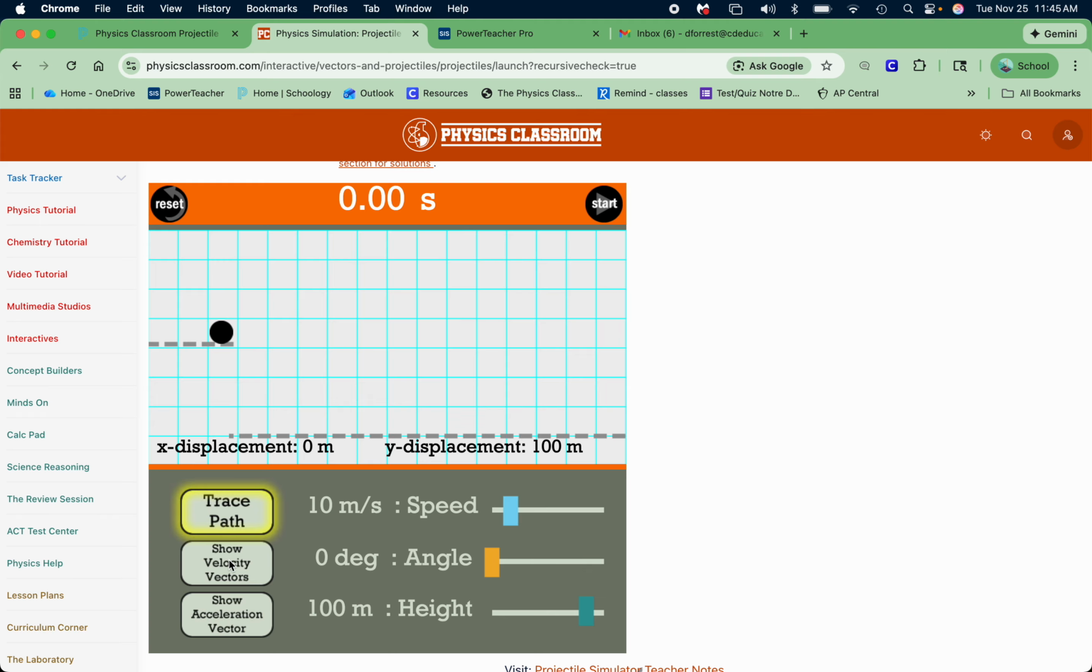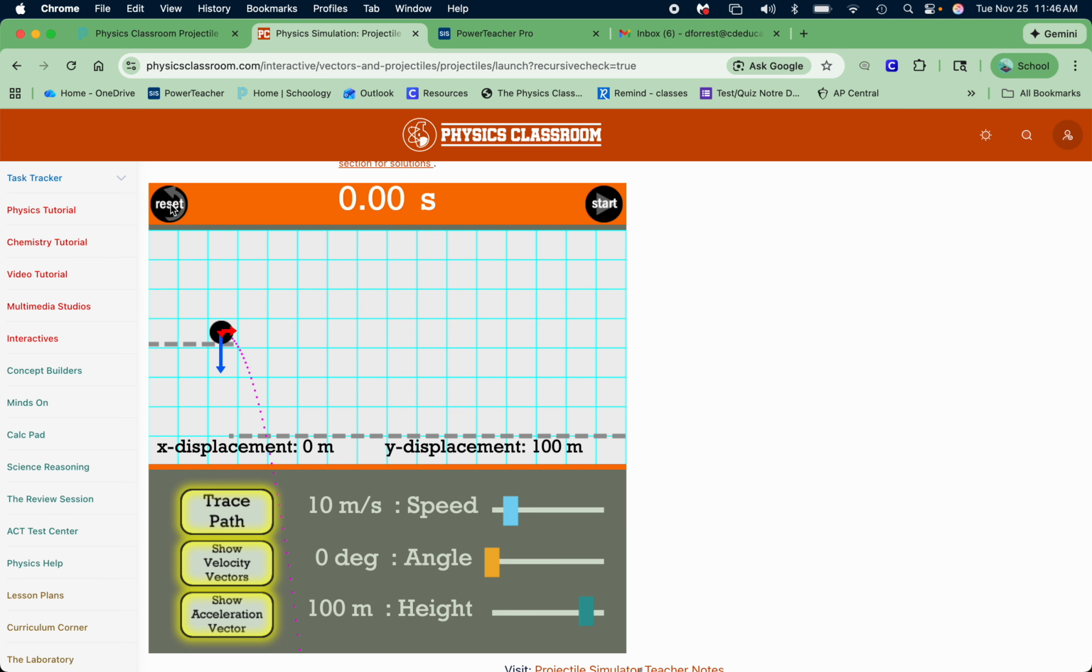This would trace the path of the projectile. This will show the velocity vectors in red, and it'll show them as horizontal and vertical arrows. And this will show the acceleration vector in blue. So if I go start, you can see something like that.